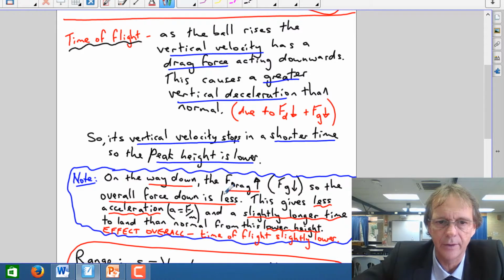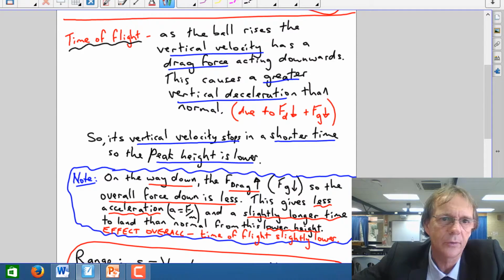Okay, and as I've said here, on the way down from there, the drag force starts to go up against gravity, and the overall down force is lower than the normal gravity now. And that'll give you less acceleration and a slightly longer time from that height to go down than normal. But don't forget it's coming from a lower height, so overall you get a lower time there.